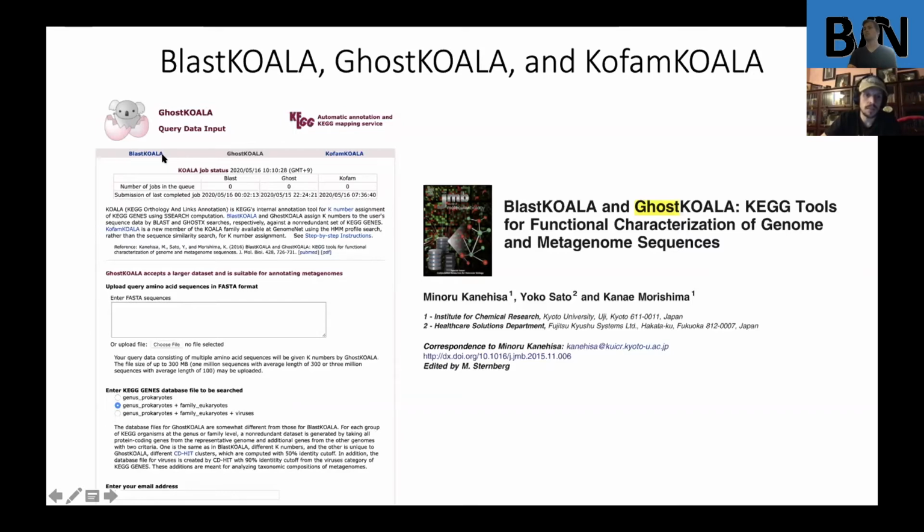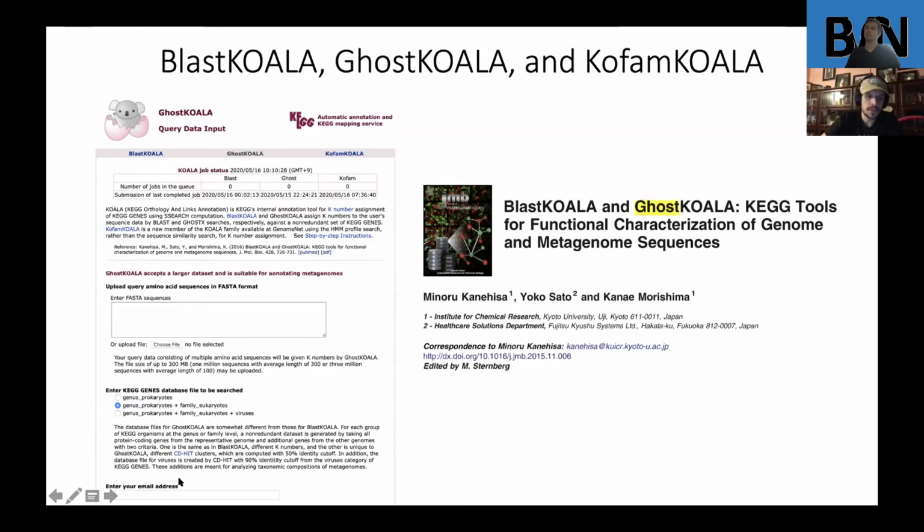BLAST Koala is mainly designed for single genomes, if you want to annotate a genome. If you want to annotate a metagenome, if you have a lot of data, you could use Ghost Koala, and Ghost Koala is a lot faster than BLAST Koala. So if you want to annotate a metagenome assembly, you can provide the ORFs, open reading frames, so gene sequences in amino acid format, to this Ghost Koala tool, and you can see that the file size limit here is pretty huge, 300 megabytes. If you have more than that, you can break the file up and submit it in multiple runs.